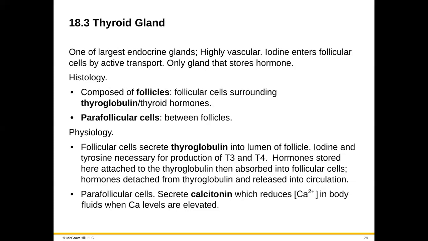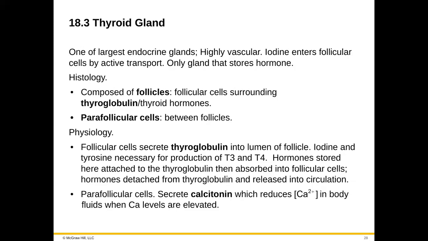So, in terms of physiology, follicular cells are going to secrete what's known as thyroglobulin into the lumen of a follicle. Iodine and tyrosine are going to be necessary to produce T3 and T4. These hormones are going to be stored attached to this thyroglobulin, and can then be absorbed into the follicular cells when the hormones detach from the thyroglobulin, and then they can be released into circulation.